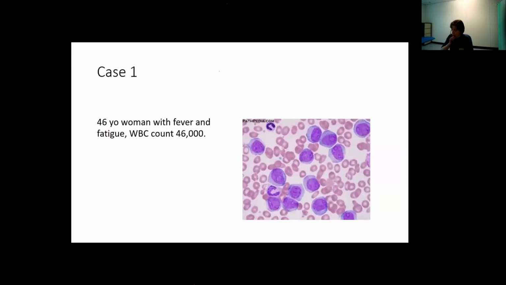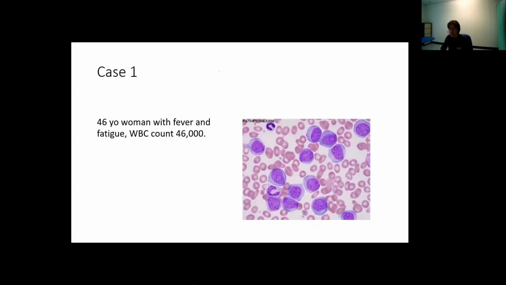Okay, so I'm just going to do a series of cases and use that to try and illustrate some of the things we see with regards to white cells in the peripheral blood. I've concentrated on the commonest or the more important ones, but obviously there's lots that I won't have covered.